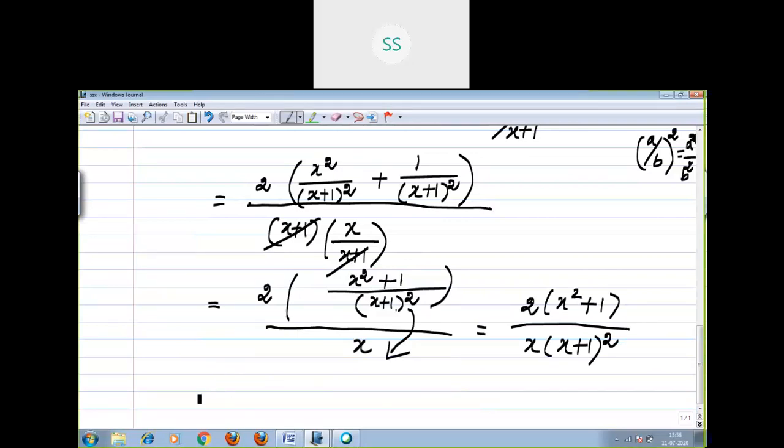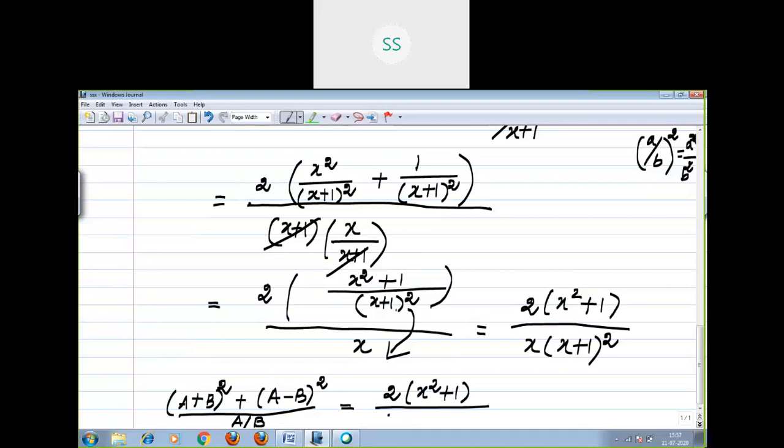Finally, you should highlight your answer. What they are expecting: a plus b the whole square plus a minus b the whole square, the whole thing divided by a by b, which is equal to 2 into x square plus 1 divided by x into x plus 1 the whole square. Okay, we proved, right? You have to be attentive. Hence proved.